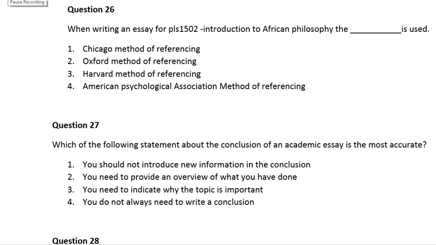Question 26. When writing an essay for PLS1502, Introduction to African Philosophy, the dash is used. Number 1, Chicago method of referencing. Number 2, Oxford method of referencing. Number 3, Harvard method of referencing. Number 4, American Psychological Association method of referencing. So guys, here the correct answer is number 3, which is Harvard method of referencing.